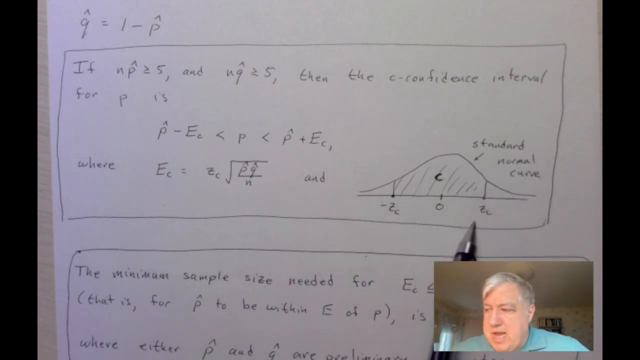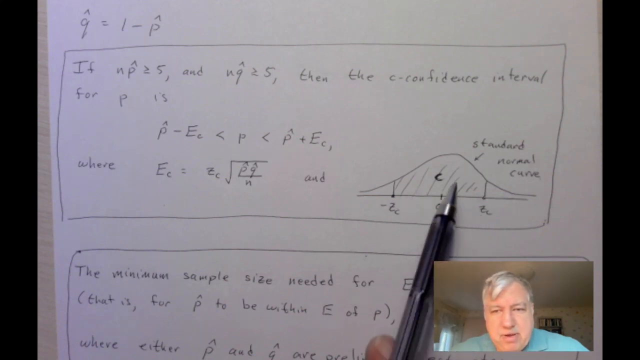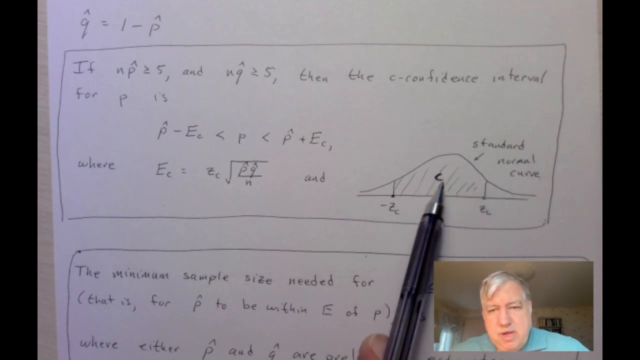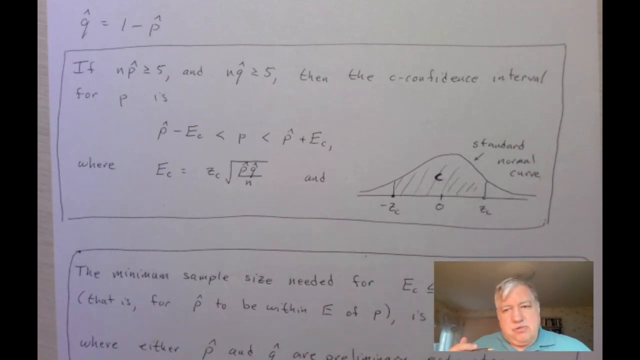z sub c is the right boundary of the middle region under the standard normal curve, where the area of this region is c. For our purposes, z sub c is going to be one of three values, 1.645, 1.96, or 2.575, most of the time. That's how we get that, and that's how we define our margin of error in this case.